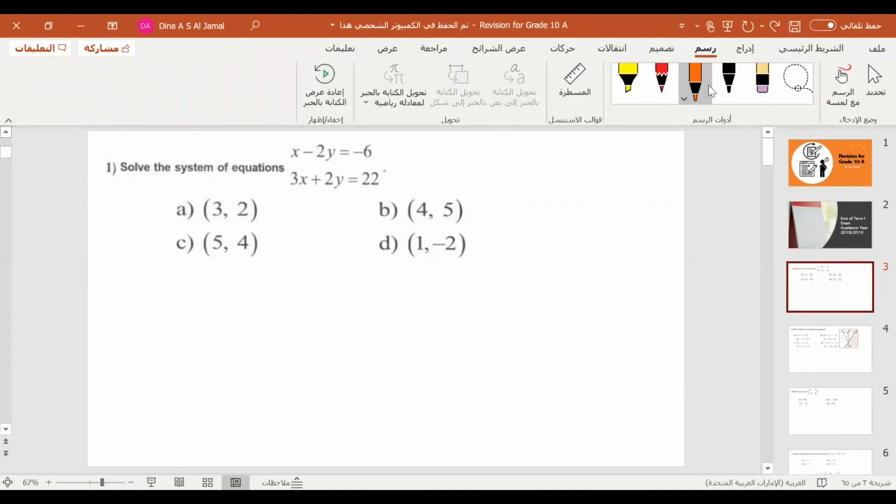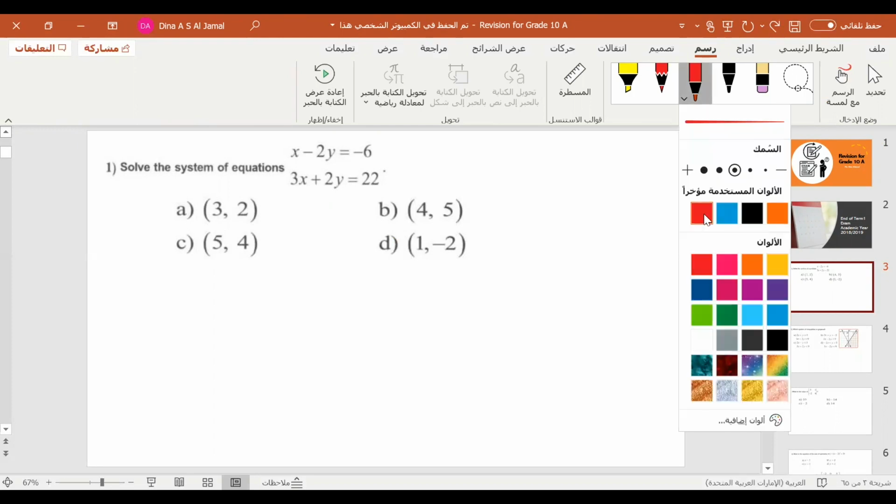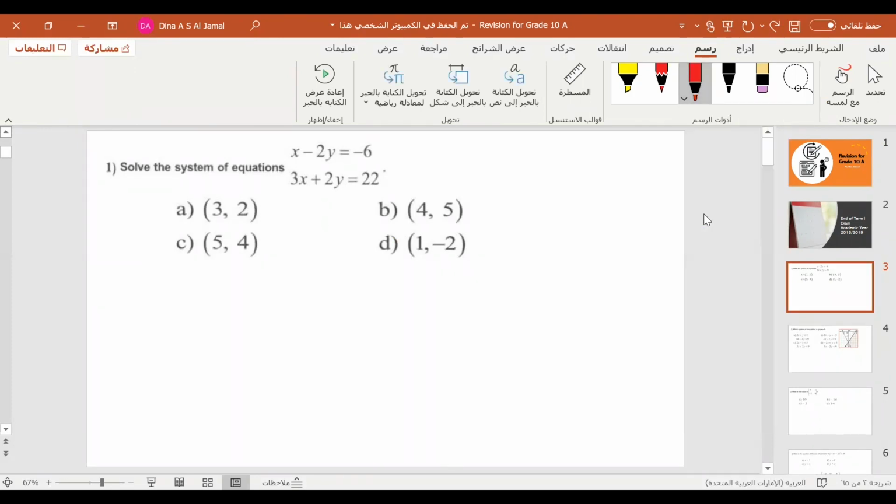Solve the system of equations, and it gives you 4 choices. At the beginning, you have to look at the system and decide which is the easier way to solve it. Clearly, you have y with coefficients of +2 and -2, so you will be solving it by the elimination method. So let's do it using elimination.